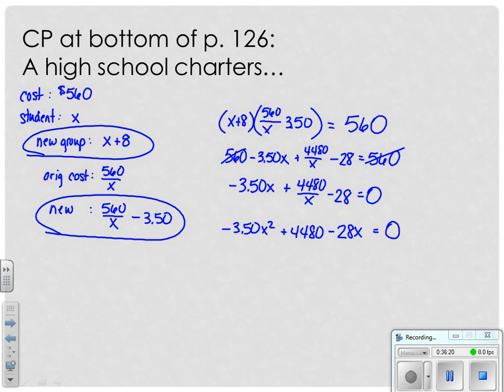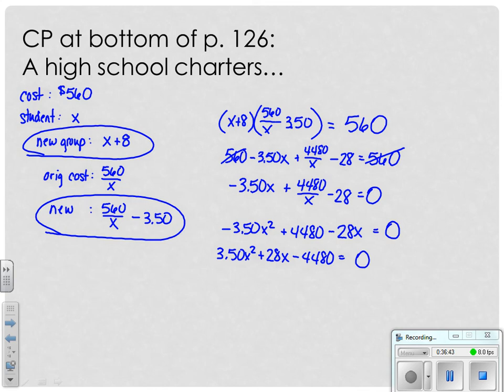Okay. Now my lead term is negative. I'm going to multiply everything through by a negative 1 to change that. So 3.50x squared. I'm going to bring my x term up next, so I'll put them in descending order here. And now my 4480 is negative. And again, a 0 times a negative 1 is still 0.